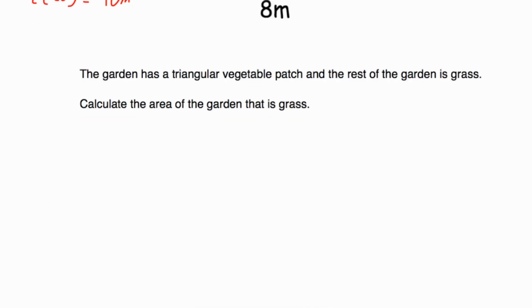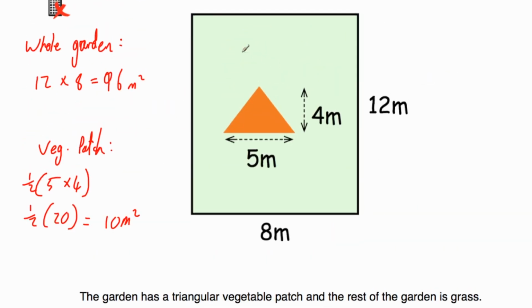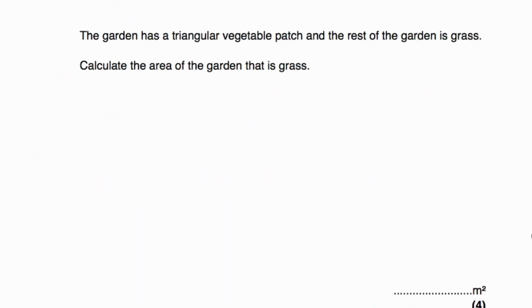The question asks us to work out the area of the garden that is grass. The area of the whole garden is 96 meters squared, and the area of the vegetable patch is 10 meters squared. So if we do 96 take away 10, that tells us the area of the garden that is grass, the green area, and that is 86 meters squared. So the area of grass is 86 square meters. Let's write that down.